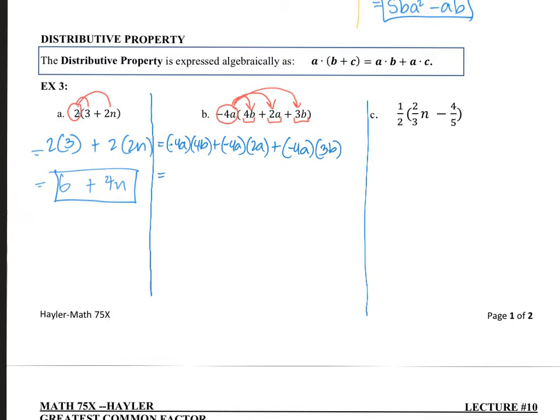Alright, so multiplying this out, negative 4a times 4b is going to be negative 16ab. Bringing down the plus sign. So that was that. And then negative 4a times 2a is going to be negative 8a squared, because there are 2 a's. Bring down that plus sign. Let's see. Negative 4a times 3b. So that's going to be a negative 4 times 3, 12ab.